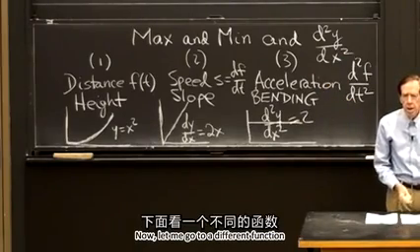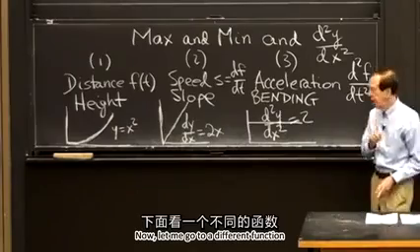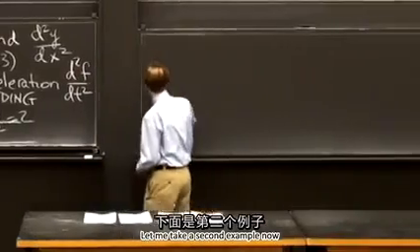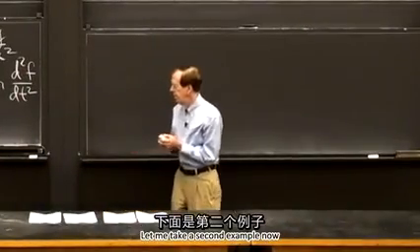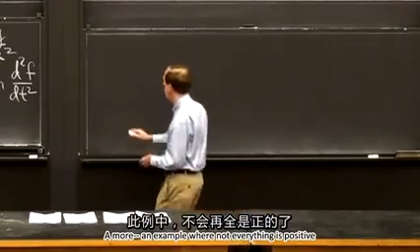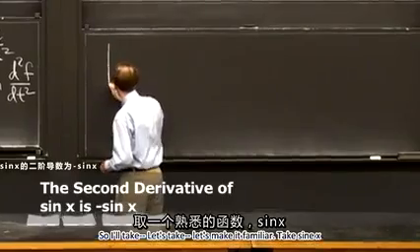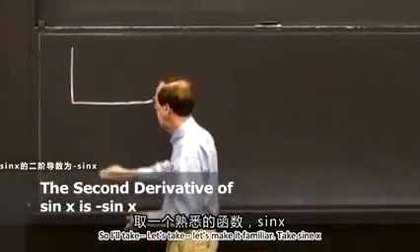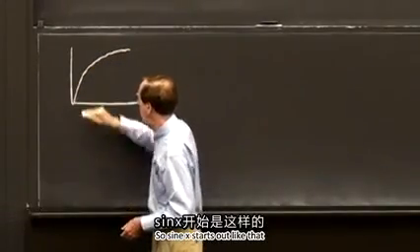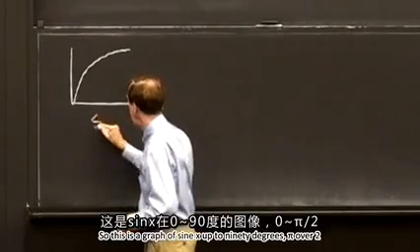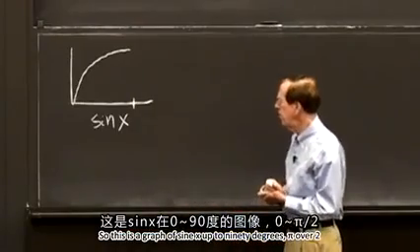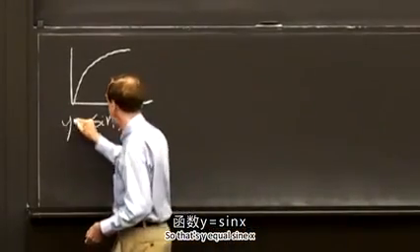Now, let me go to a different function. Let me take a second example now, an example where not everything is positive. So I'll take, let's make it familiar, sine x. So sine x starts out like that. So this is a graph of sine x up to 90 degrees, pi over 2. So that's y equals sine x.